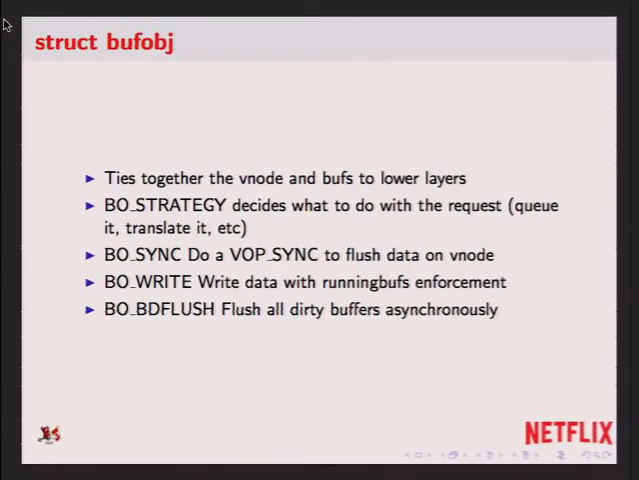So the buf obj ties together the vnodes and the bufs. And there's a number of routines that it has to manage this. It's a very small number, so I thought I could go through them. Again, there's the strategy routine, which calls the next thing down the chain. There's a sync routine, which synchronizes all of the bufs associated with this vnode. So it's like fsync, an fsync system call. There's BO write. Even though BO strategy handles reads and writes, there's a separate BO write, which is the thing that calls bcanwrite, which does the runningbufs check, to make sure there's not too many going on at any given time. And then there's also a flush routine, which is a lot like sync, except it does all the buffers for that buffer object.